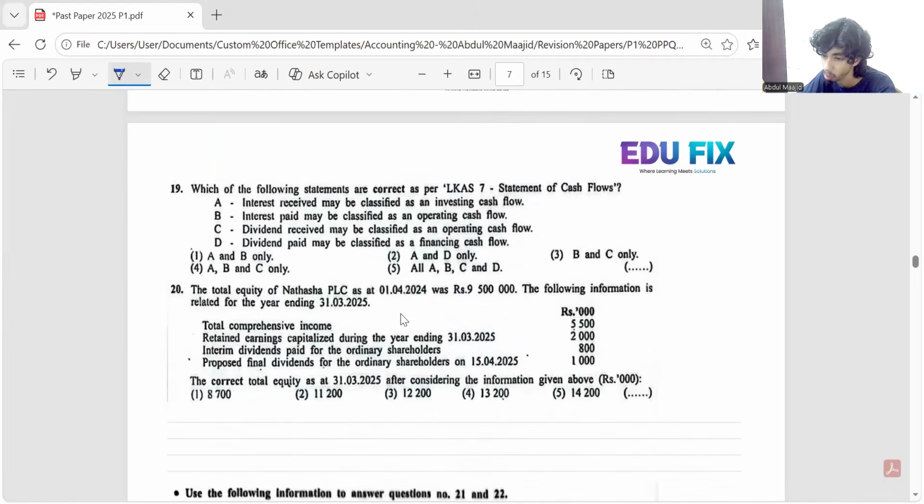19th one. Which of the following statements are correct as per LKAS 7 statement of cash flow? Interest received may be classified as an investing cash flow. Yes, interest income is an investing cash flow. Interest paid may be classified as operating cash flow. Interest paid we record under operating cash flow. No doubt for those.